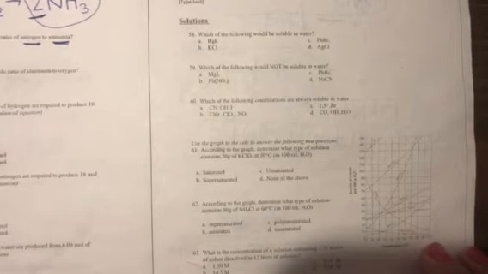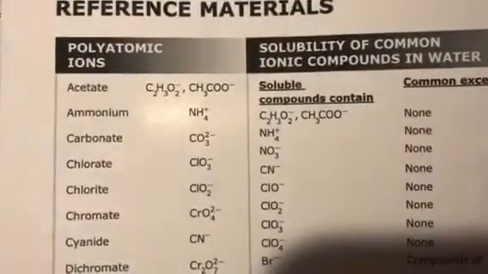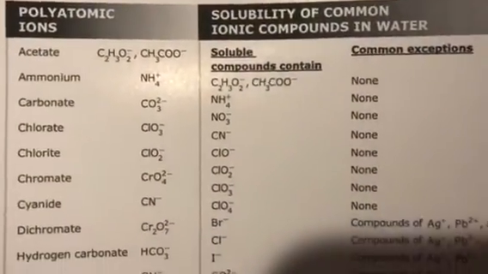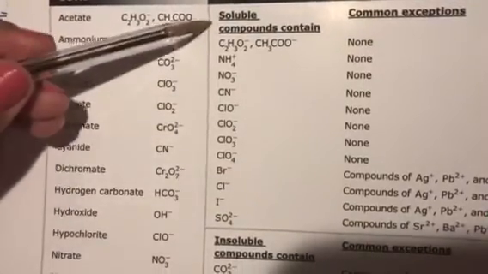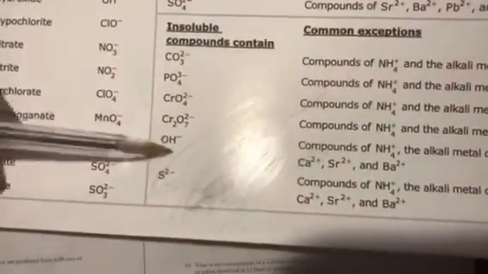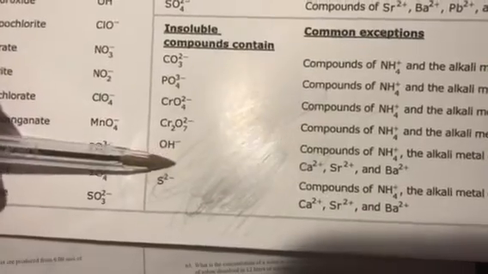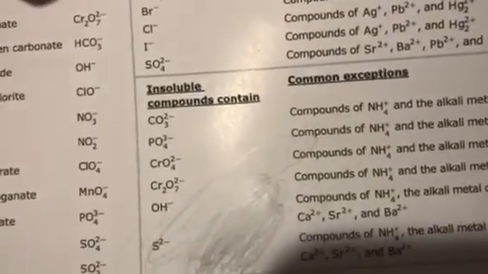Let's go to the right side. Solutions. Which of the following would be soluble in water? So you have to turn your periodic table to the solubility chart. This is the solubility chart. It says soluble. There's a list of things that are soluble. That means they will dissolve. And then the second list is insoluble. They will not dissolve unless it's paired with some of these exceptions.